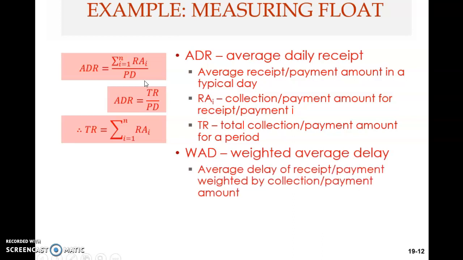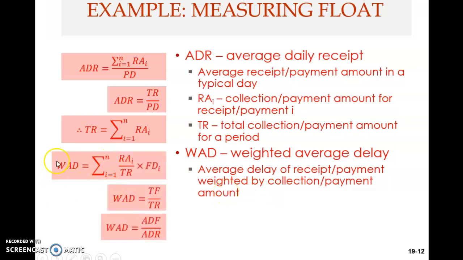Alright, then we come to another related concept, weighted average delay. Remember there are three major concepts in this formula. The first one is ADF, average daily float, which we covered in the previous slide. Then we have average daily receipt, ADR. And we have WAD, weighted average delay. Now, weighted average delay is the average delay of receipt or payment weighted by the collection or payment amount.